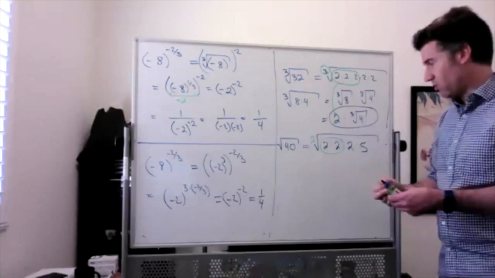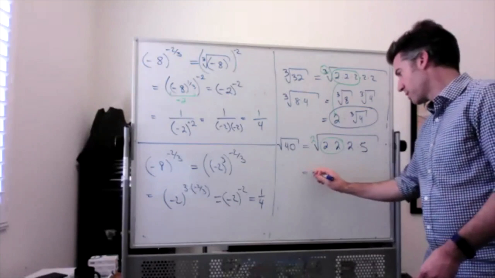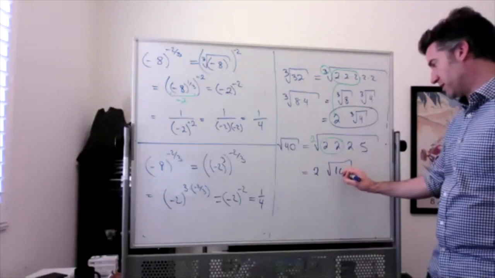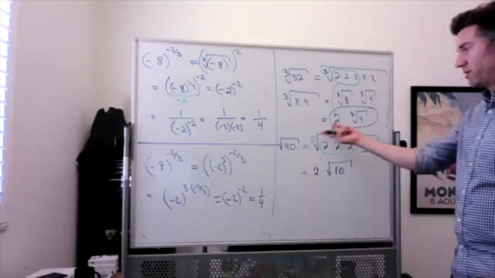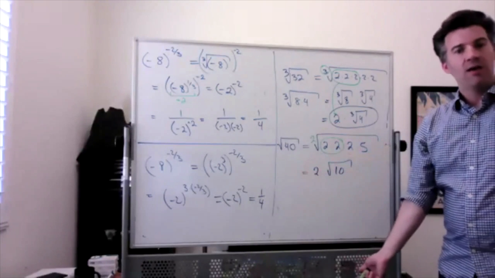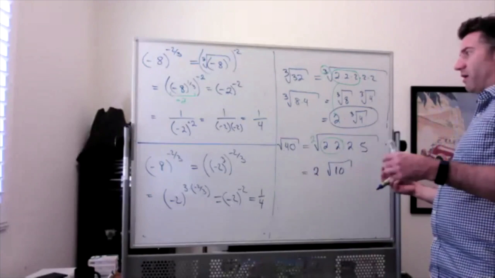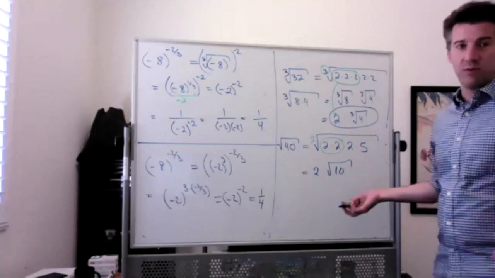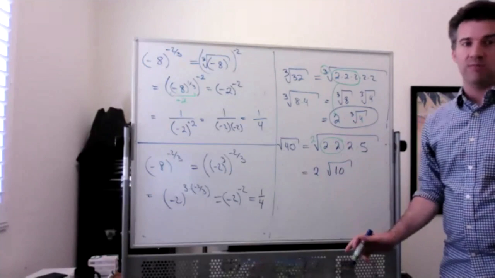So this ends up equaling 2 times the square root of, I still have a 2 times 5 left inside there. Neither of those can factor out nicely. This is the very granular way of explaining it. If you're more comfortable doing whatever you've done before to do this, that is perfectly fine.